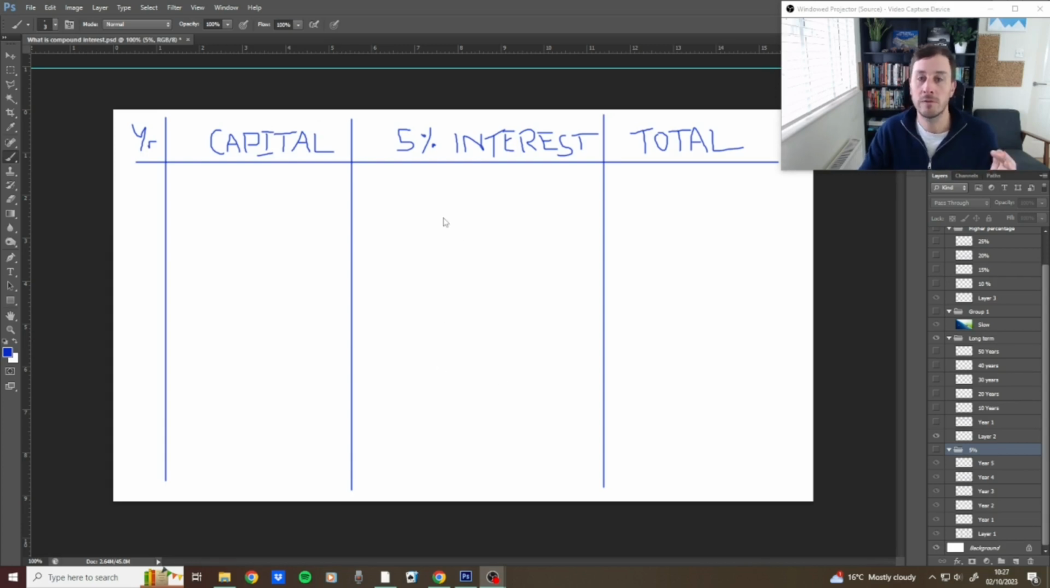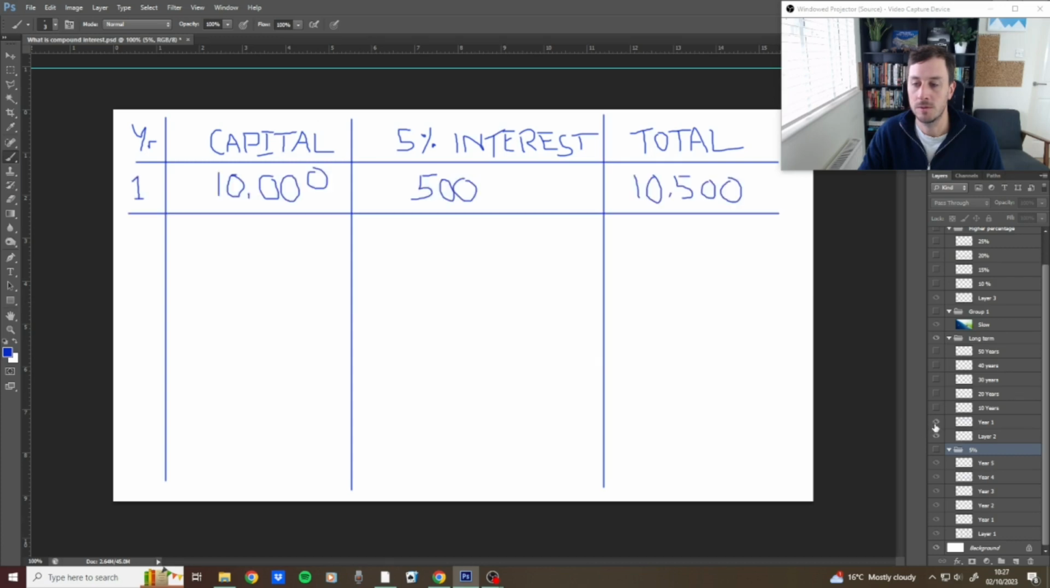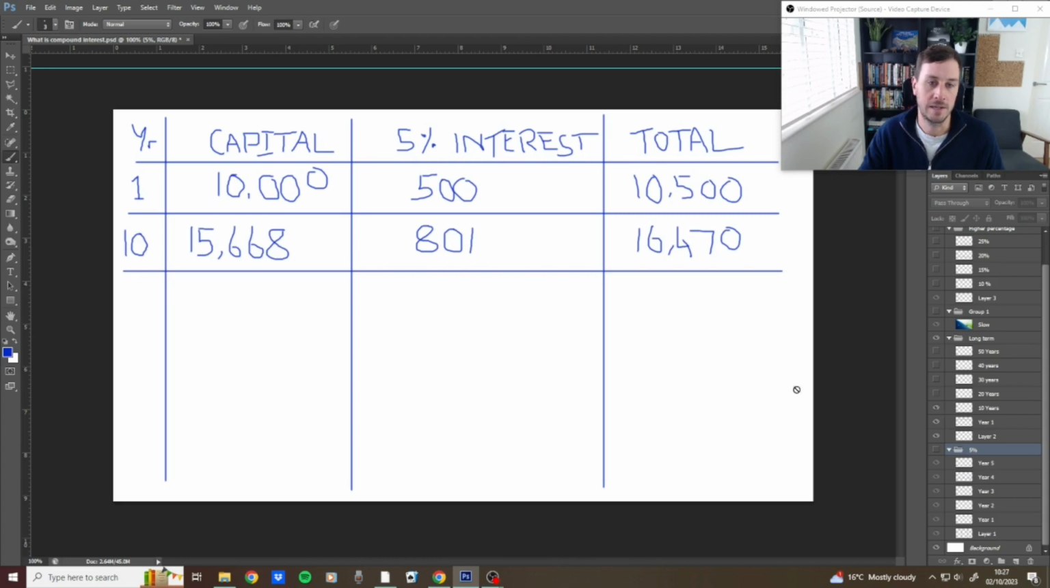So still working with only 5%, what you can just get in a savings account at the moment, let's have a look what happens over a longer period of time. So year 1, we've already done that. So let's jump ahead 10 years. After 10 years of interest at just 5%, you would achieve a total of 16,470, and your interest per year now would be £800 compared to your starting interest of only £500. So you can see the power of compounding is starting.